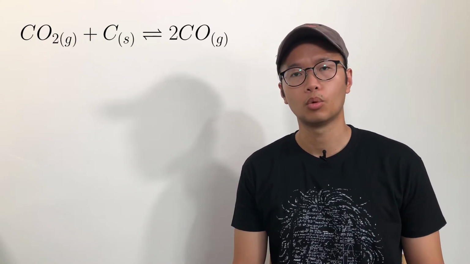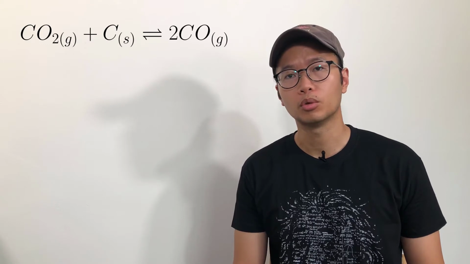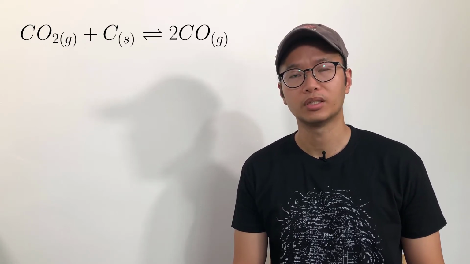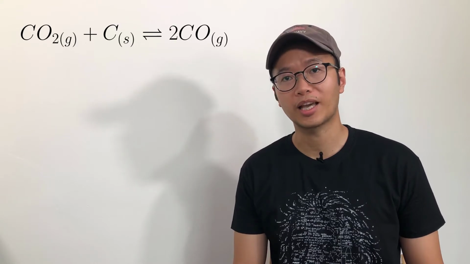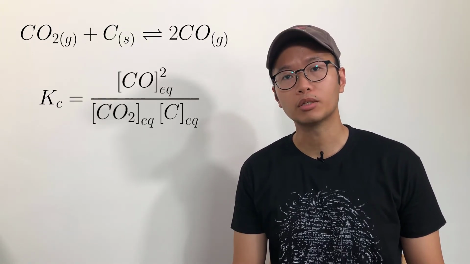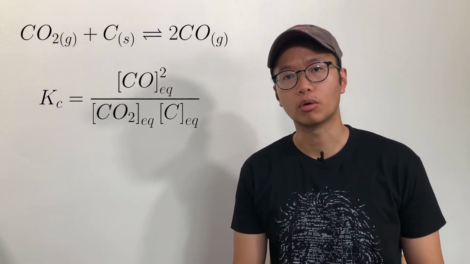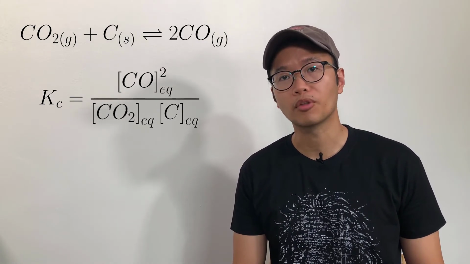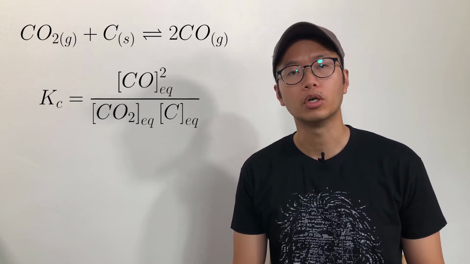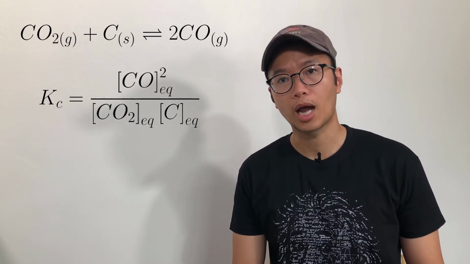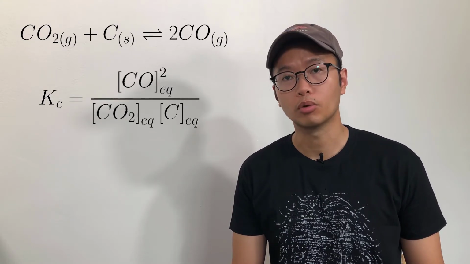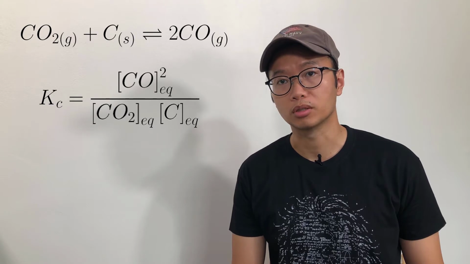Dr. Benny, I have been practicing how to write the laws of mass action problems in the book, and I got most of them correct. But for this reaction, one carbon dioxide gas molecule reacts with carbon solid to yield 2 carbon monoxide gas molecules. My equilibrium expression is the equilibrium concentration of carbon monoxide squared over the equilibrium concentration of carbon dioxide times the equilibrium concentration of carbon solid.